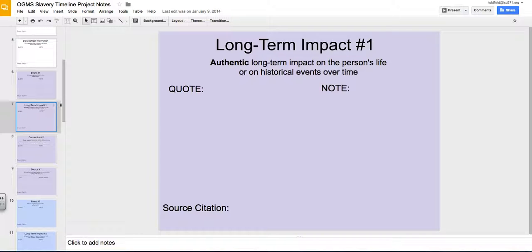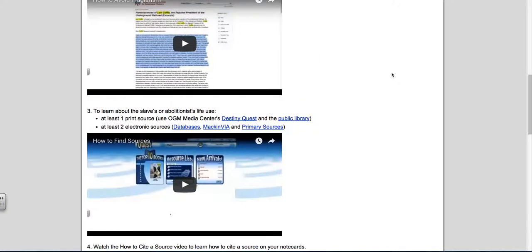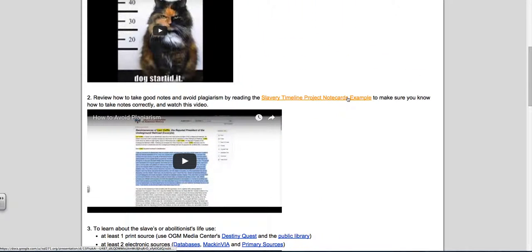And what I'd like to do now is I'd like to go back to the example that I showed you in the timeline project note cards example.